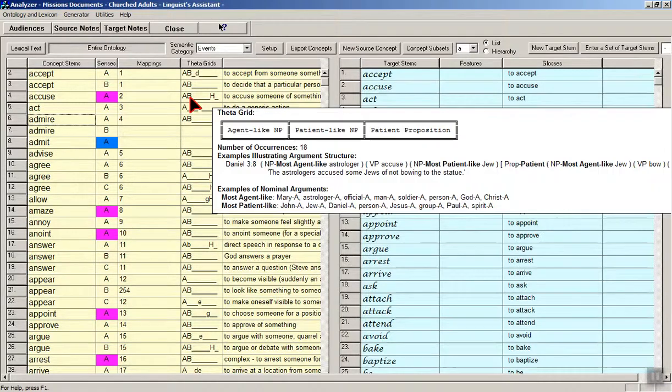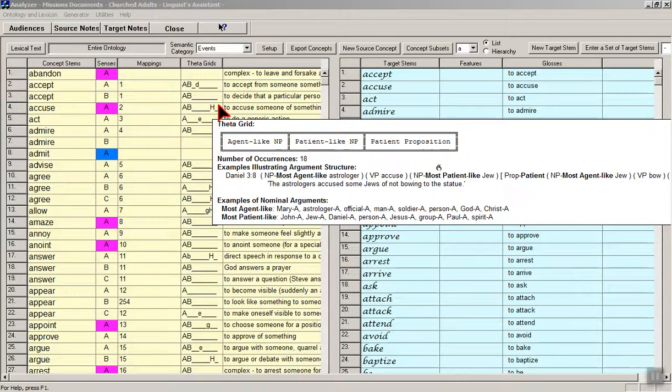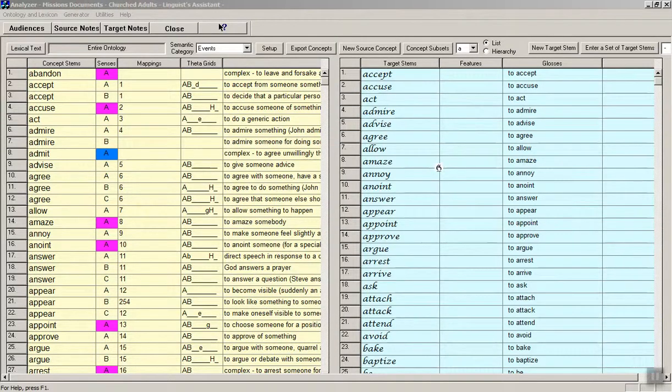Okay, so let's go back up to accuse, and it gives an example underneath that says from Daniel 3:8, the astrologers accuse some Jews of not bowing to the statue. So accuse has the patient argument, the one accused, the agent-like argument, the one who is doing the accusing, and the patient proposition is the accusation, what the person is being accused of doing.